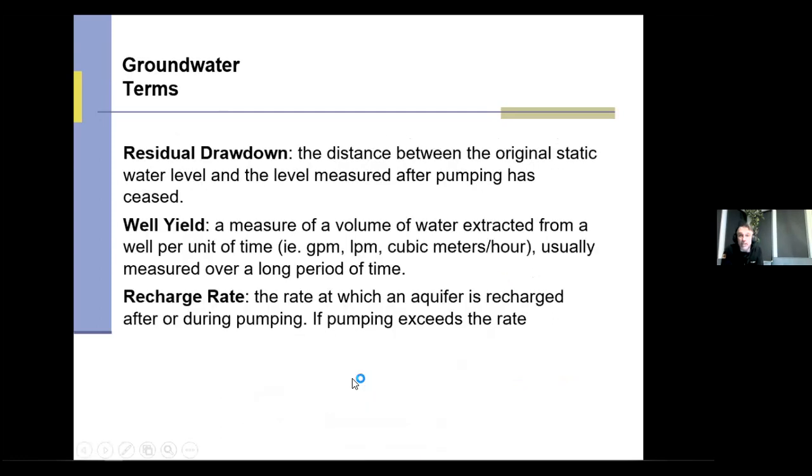Some other things that are really important are the residual drawdown. And that is the distance between the original static water level.